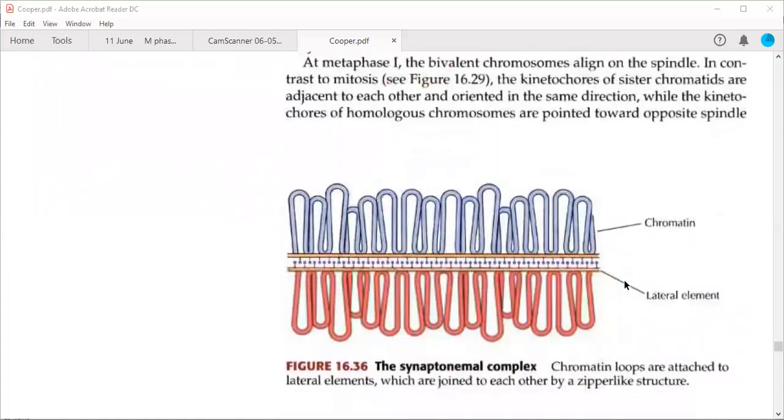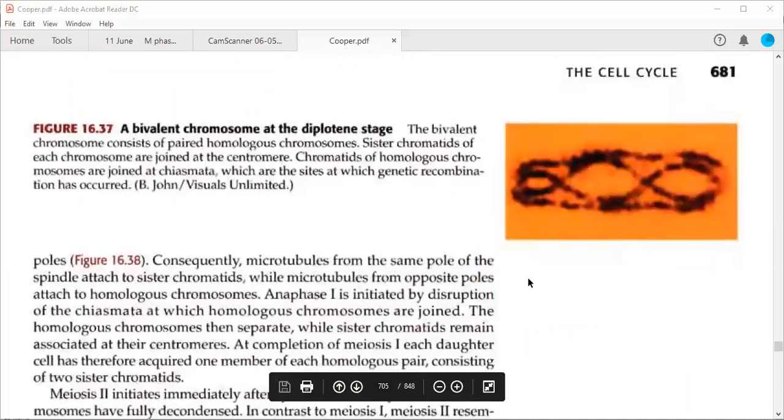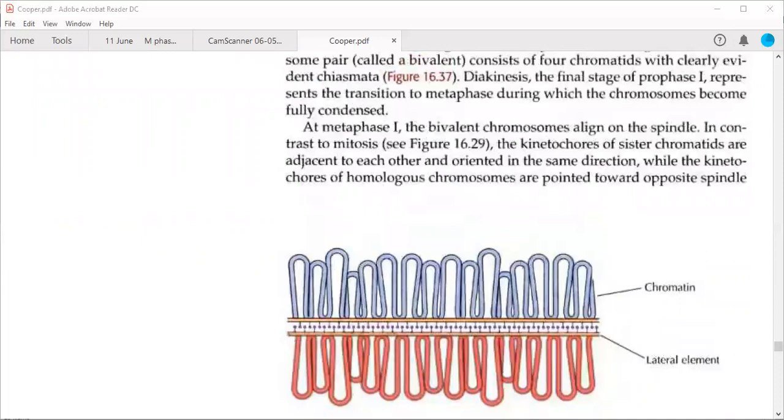Then the synaptonemal complex is something like this. There is chromatin, or the DNA, and there is a lateral element. So this is DNA. This lateral element forms zip-like structures. This particular complex is called the synaptonemal complex, which is visible during the zygotene stage of the cell cycle.